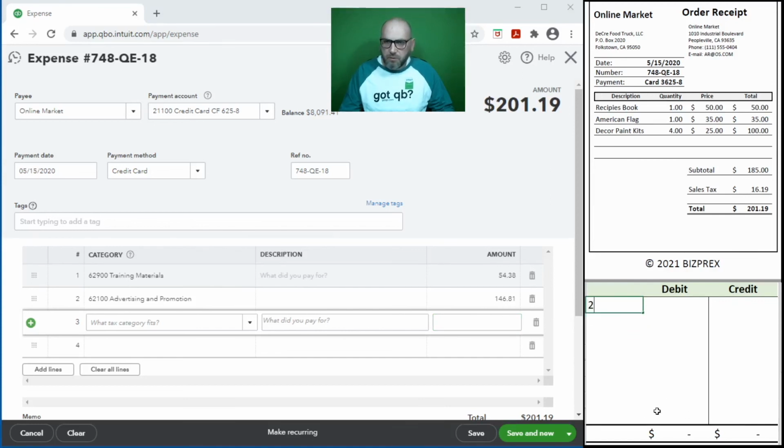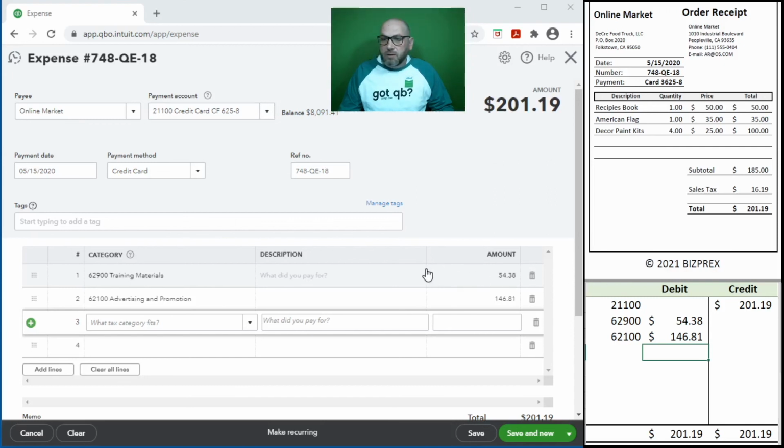So we're paying it with a credit card. Liability goes up, has to. What else is happening? Our expenses on training materials go up, has to be debited. What else is happening? Our advertising and promotion, right? We're buying items to decorate our food truck a little bit. For the 4th of July, we got American flags, some decor paint, right? So those have to be debited. Training materials an expense, right? Advertising and promotion an expense. They're debited right here, and our credit card, our liability goes up. It is credited right here.